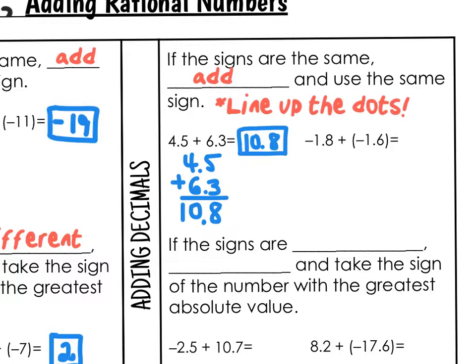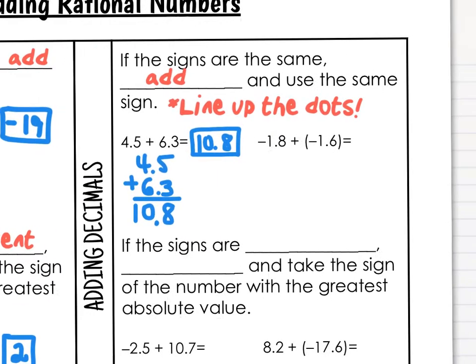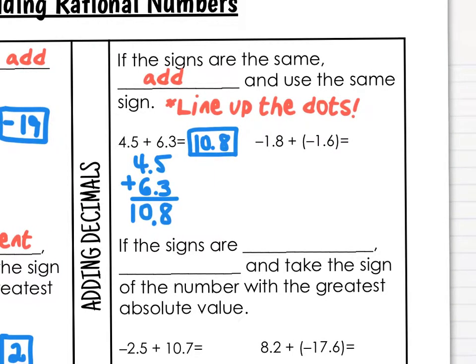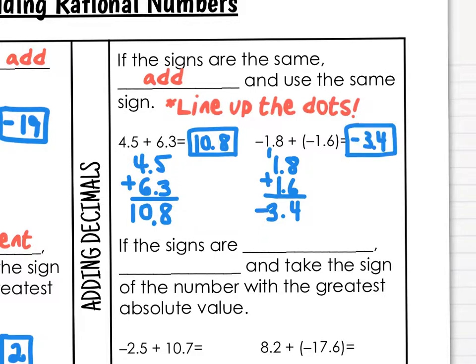And now let's take a look at the second problem. We have negative 1.8 plus negative 1.6. They have the same signs, so we add. And we line up the dots, and then adding them, we get 3.4, but they're negative decimals, so we keep it negative. So write that down and box your answer.